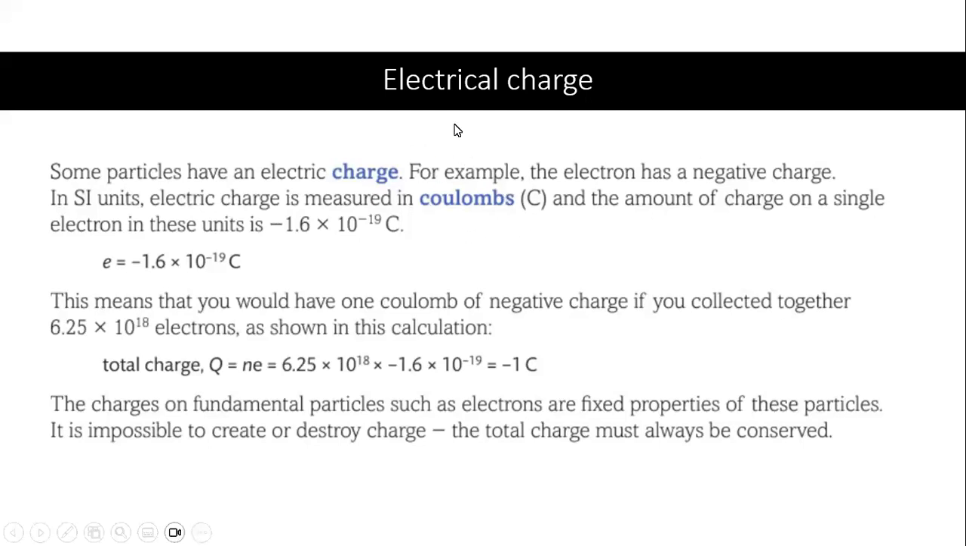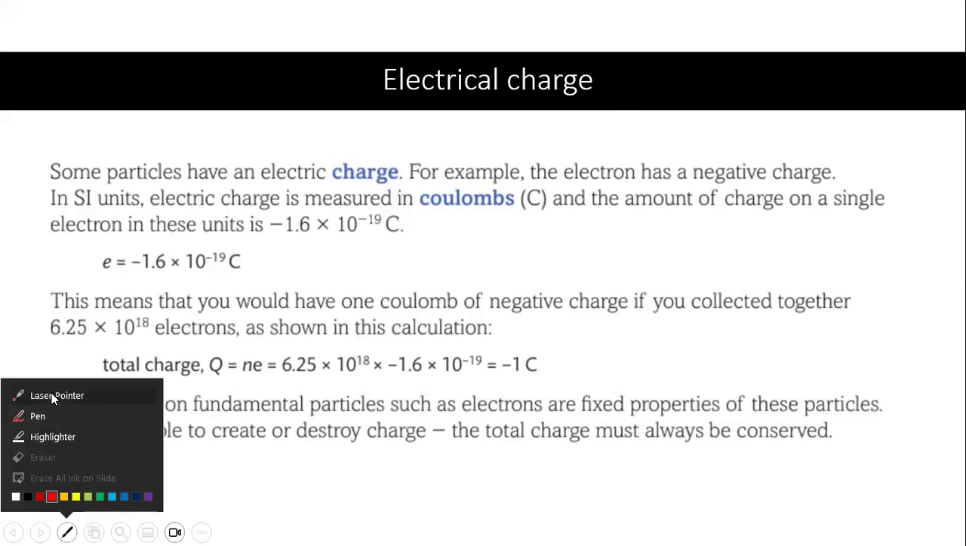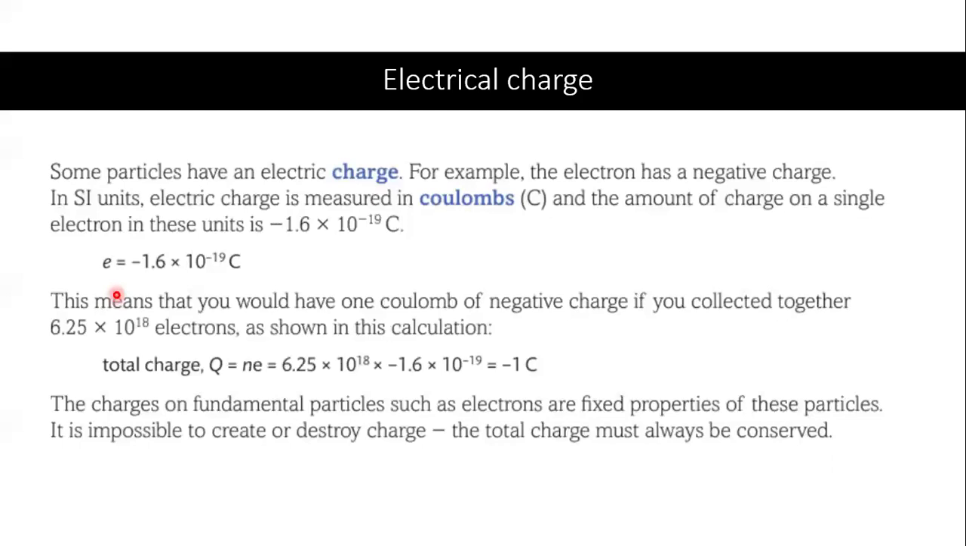So charge is measured in the unit of coulombs. And the electrical charge that we see on one specific electron, this value is fixed. The charge on one single electron is negative 1.6 into 10 raised to the power of negative 19.